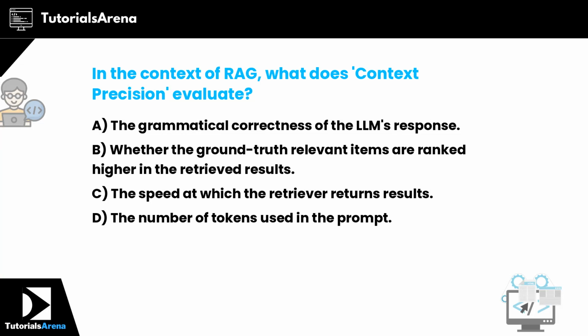In the context of RAG, what does context precision evaluate? The correct answer is option B, whether the ground truth relevant items are ranked higher in the retrieved results.